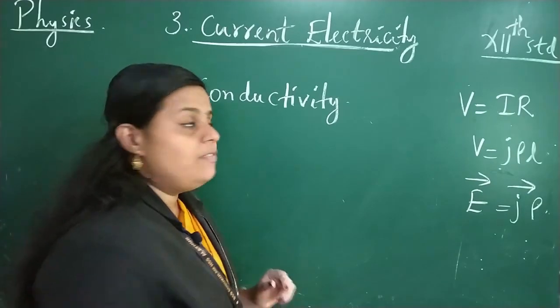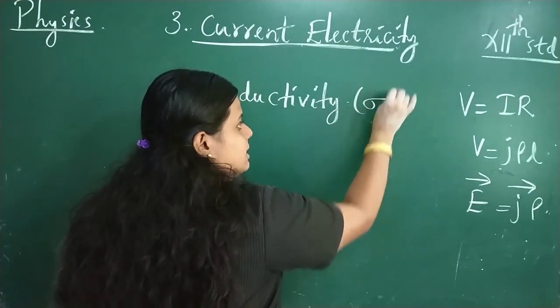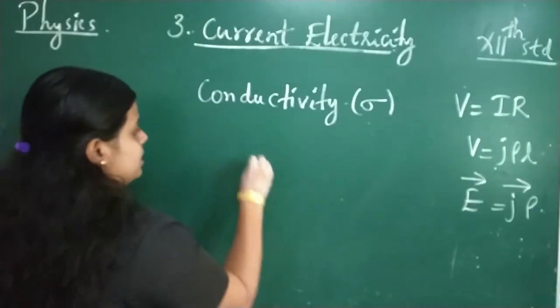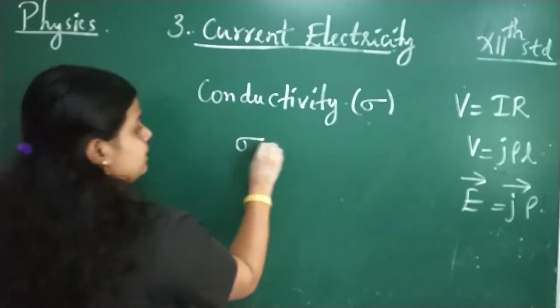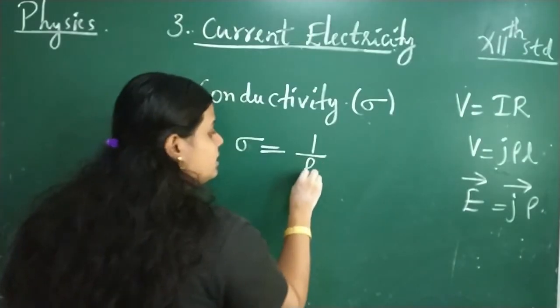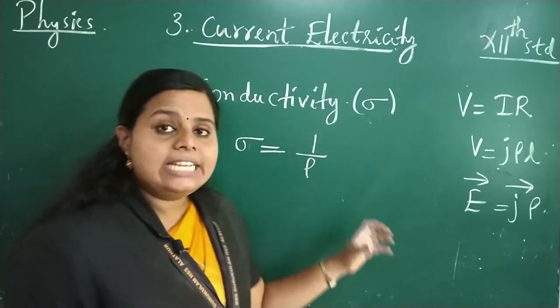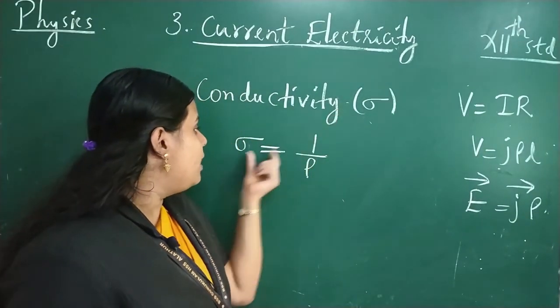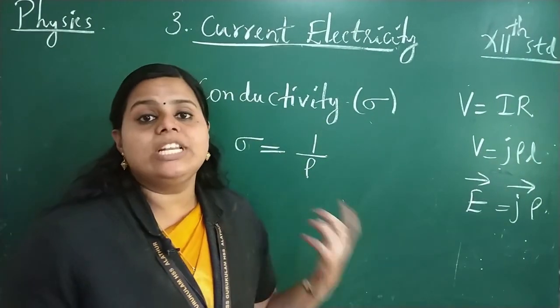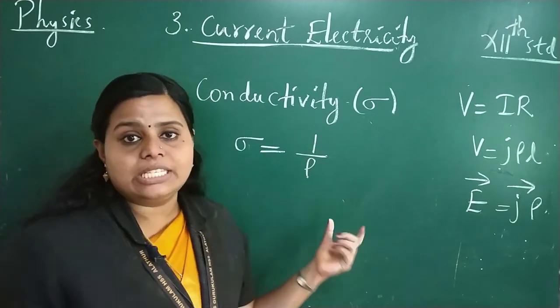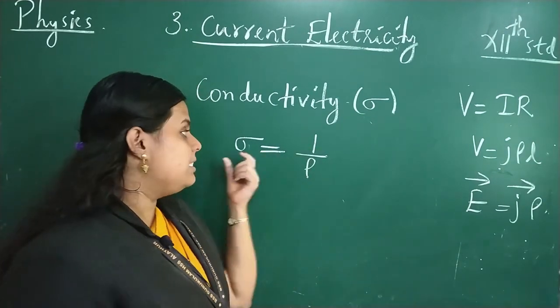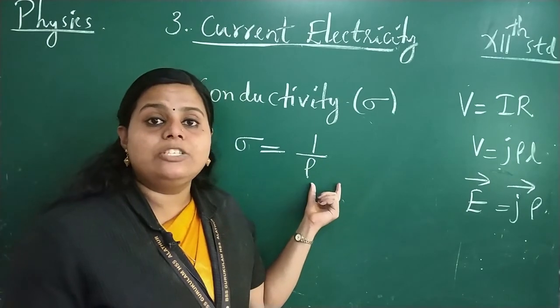Actually, conductivity, which is denoted by the letter sigma, is defined as the reciprocal of resistivity. Okay, so conductivity is the reciprocal of the resistivity of a conductor. So what is the relation between conductivity and resistivity of the material of a conductor? Yes, conductivity is inversely proportional to resistivity.